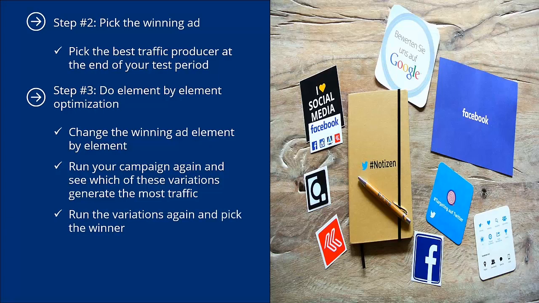Run the variations again and pick the winner. Keep repeating this until you cannot improve the click-through and conversion rate of the ad. Move on to the ad's picture. Run the same ad but with 5 different pictures and repeat this process again. At the end of this process, you would be able to identify the best performing ad because you have optimized all its elements starting from the headline, to the picture, to the description, to even the link.